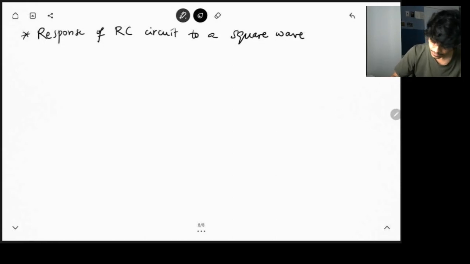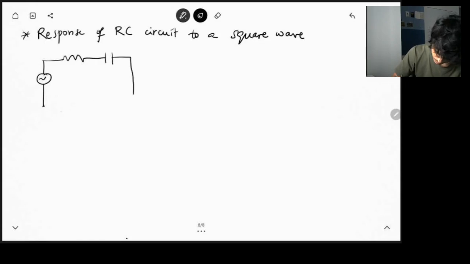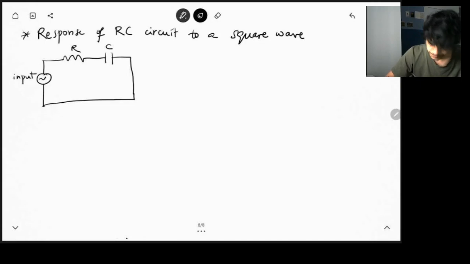What does the circuit look like? Do you know this symbol? This is a symbol for a time varying source. So for an AC source, we use this kind of symbol. You might have done this in your 12th standard. So this is R, this is C, and this is your input. And I am interested in what is the voltage across the capacitor.